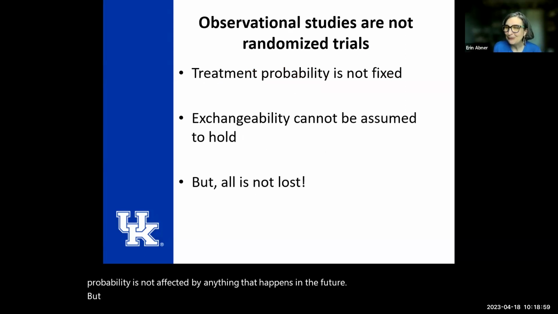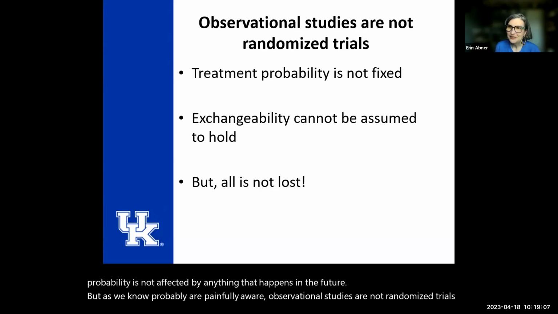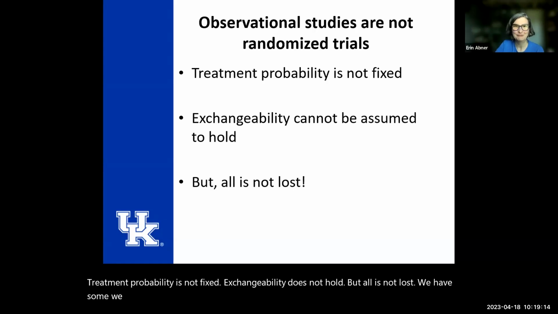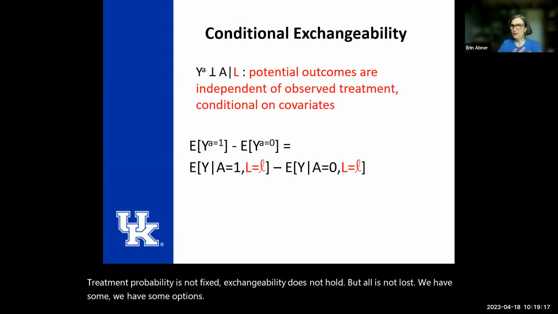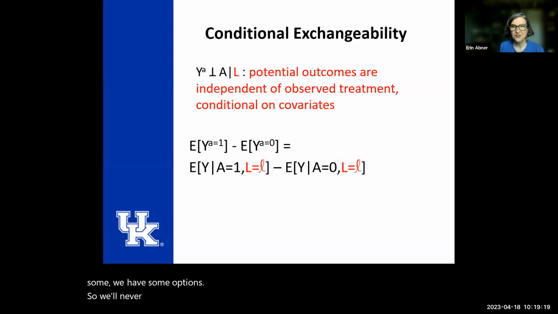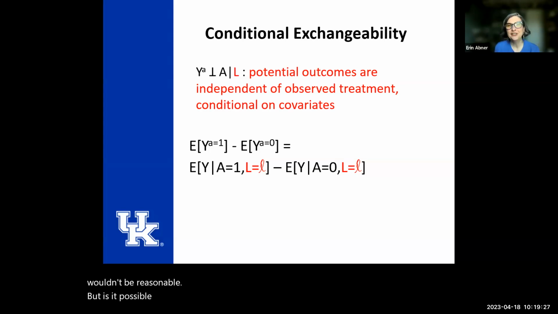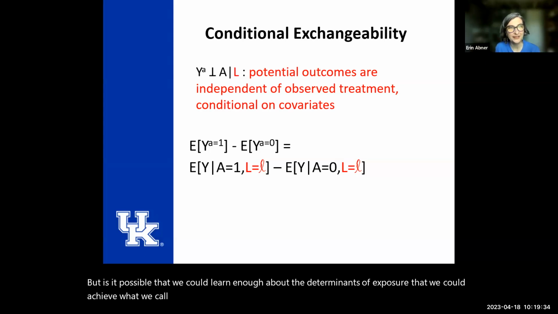But as we know, probably are painfully aware, observational studies are not randomized trials. Treatment probability is not fixed. Exchangeability does not hold, but all is not lost. We have some options. So we'll never assume that exchangeability holds whenever we have observational data. That wouldn't be reasonable. But is it possible that we could learn enough about the determinants of exposure that we could achieve what we call conditional exchangeability?